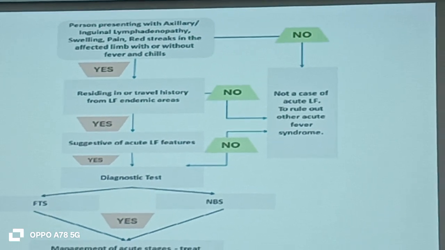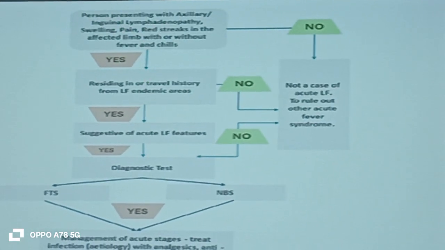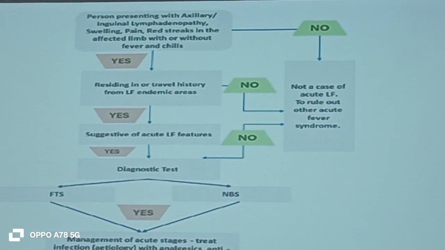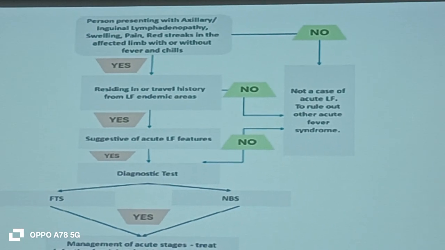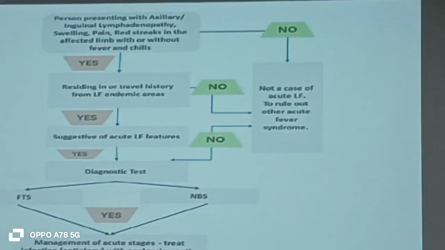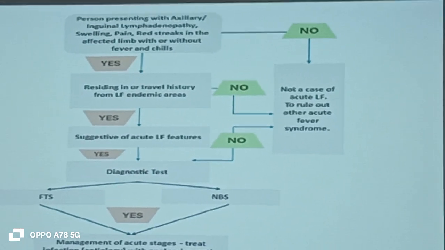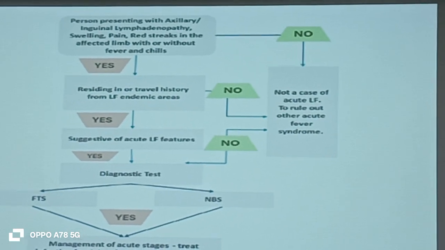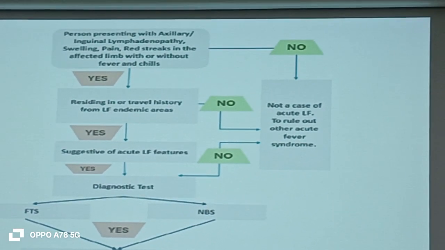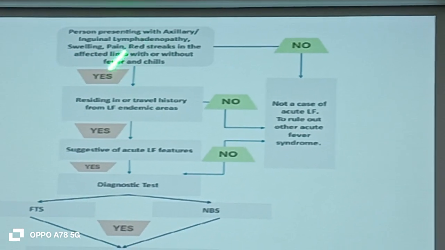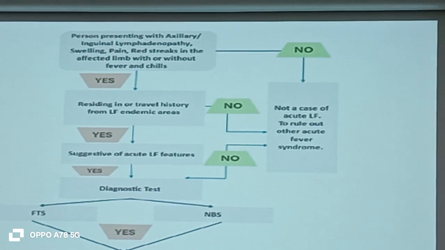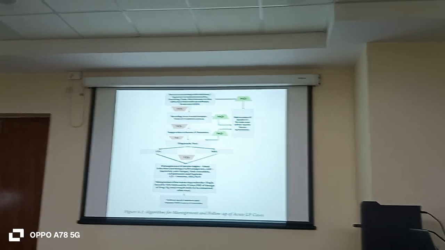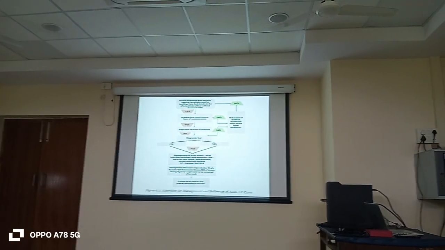If these symptoms are there, yes, then the residing and travel history is there in the lymphedema. If he is having these symptoms, we have to ask which area you are from, whether you are from an endemic area or not, whether you have gone to some endemic area, whether you traveled to Bihar, Odisha, Uttar Pradesh or Kerala, and why you got these symptoms. So we have to ask that. If he says yes, then again it suggests acute lymphatic filariasis features are there. Then we will go for diagnostic tests, either FTS you are doing or MTS you are doing. Whatever you do, if it is yes, again management only.